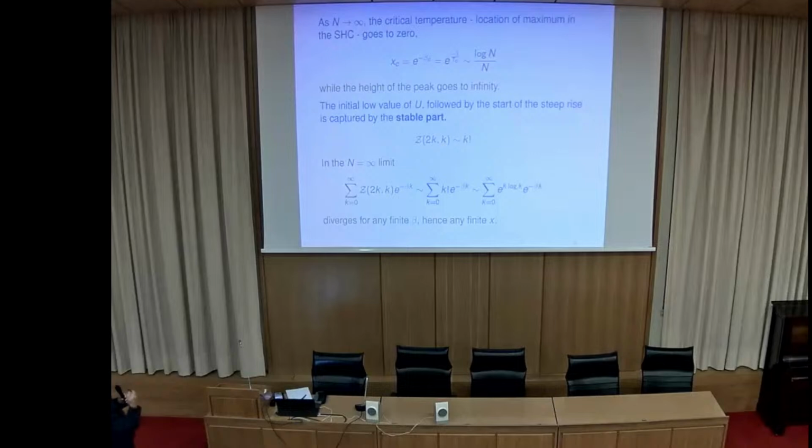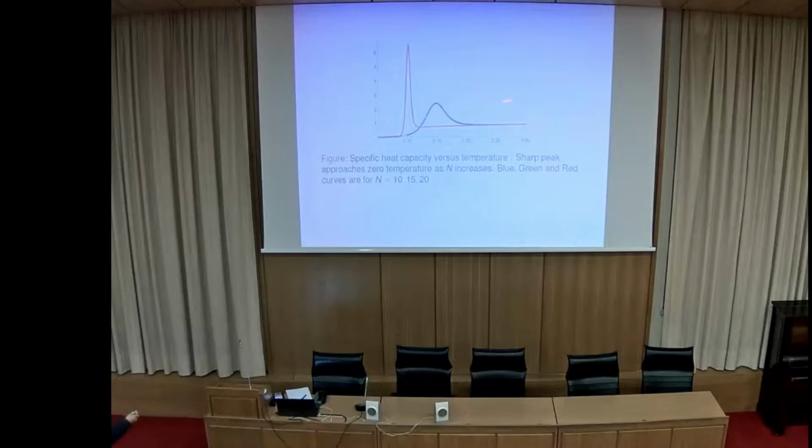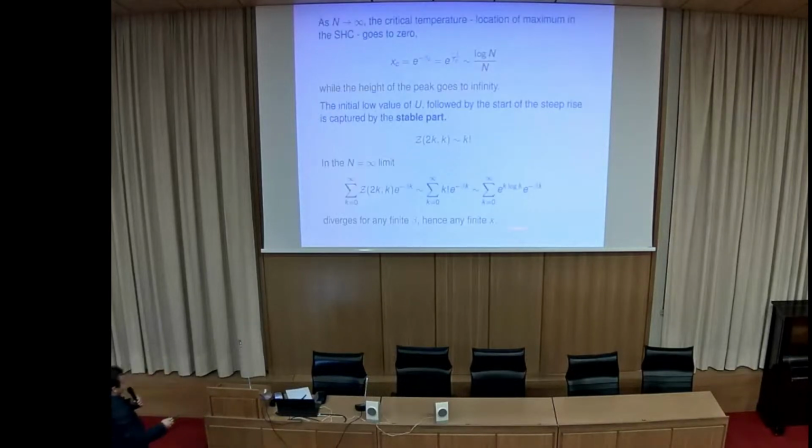Counting of traces led to e to the root k; counting of these graphs leads to something like k factorial, so much bigger than e to the root k. So e to the k log k. For any finite temperature, any finite beta, at large k this always dominates, so it will never converge. If you first take the large n limit and then do this, you diverge at any temperature, no matter how small. So we expect this feature to reach 0 as n goes to infinity, just by looking at the stable sequence.